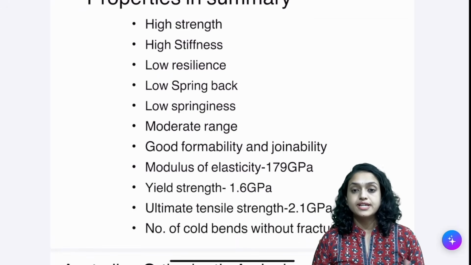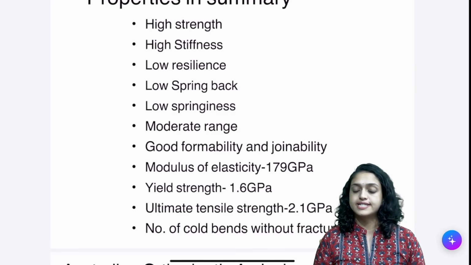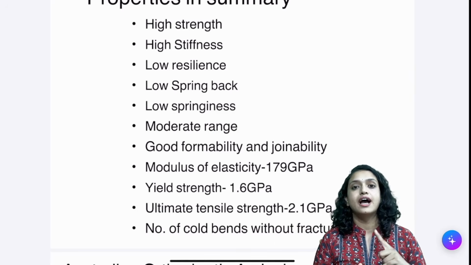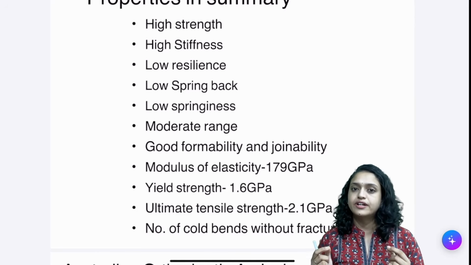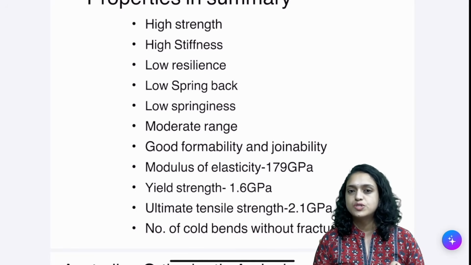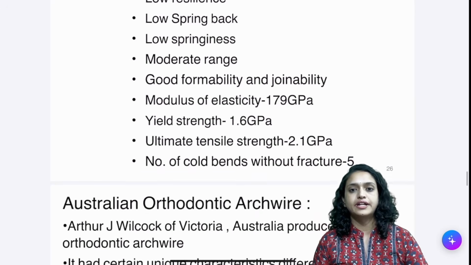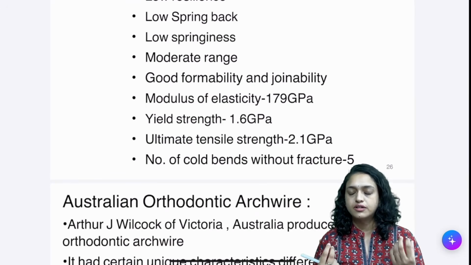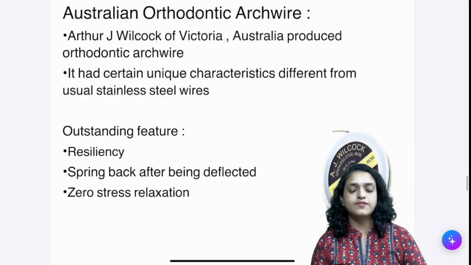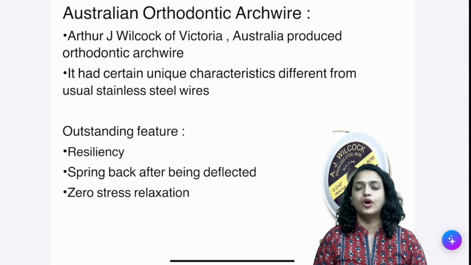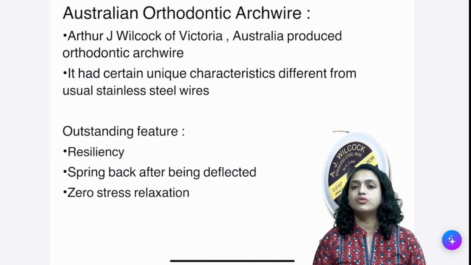So, to summarize the basic properties of stainless steel, it has high strength, high stiffness. However, it is not a very elastic or resilient wire. It has low spring back and low springiness, good formability and joinability, and the anti-corrosion property is due to chromium.